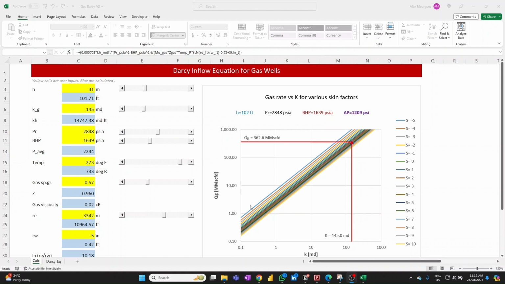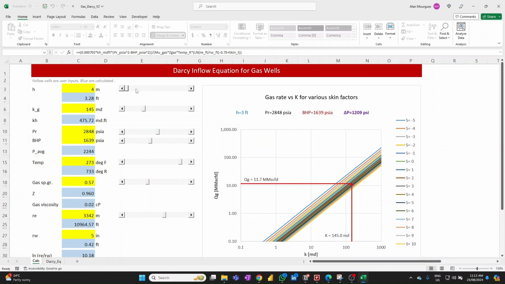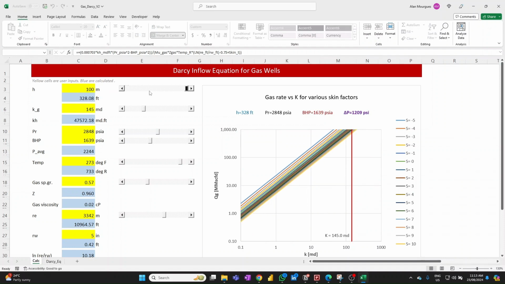Blue is the highest possible productivity. That's -5 in the range I've decided. By the way, you can come here and change the ranges if you want to expand or reduce the ranges. The way to do that, for example, the thickness here, you'll notice that the range goes from 1 meter to 100 meters. That's the range that I've decided.